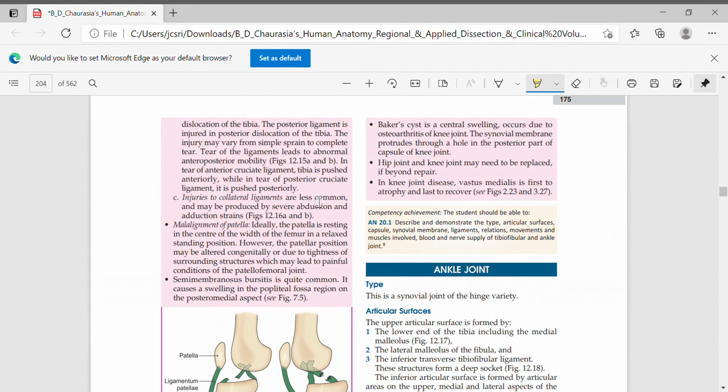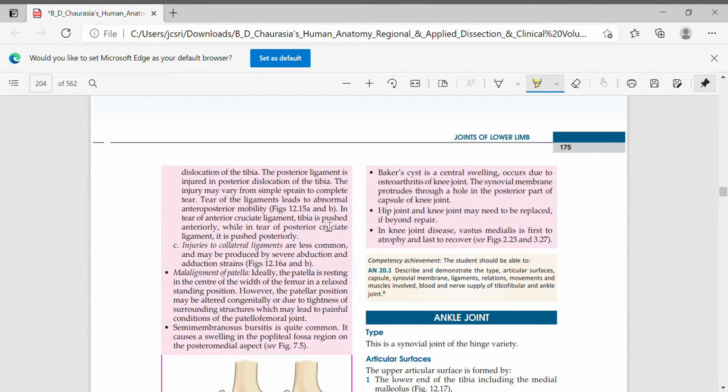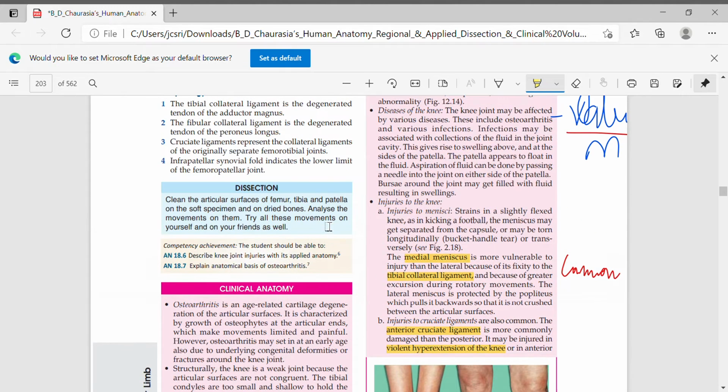The medial meniscus is generally affected due to abduction and rotatory movements. You can go over here. It is affected via the rotatory movements.